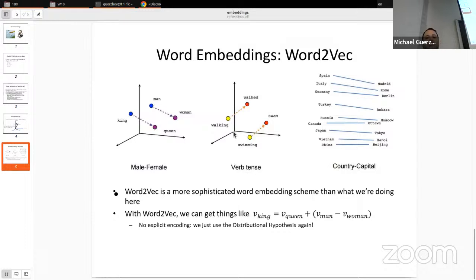Similarly, you can conjugate verbs and so on. You can get from swimming to swam by starting at swimming and adding the difference between walked and walking, and you'll approximately get to swam. Similarly, you can do it with capitals of countries.